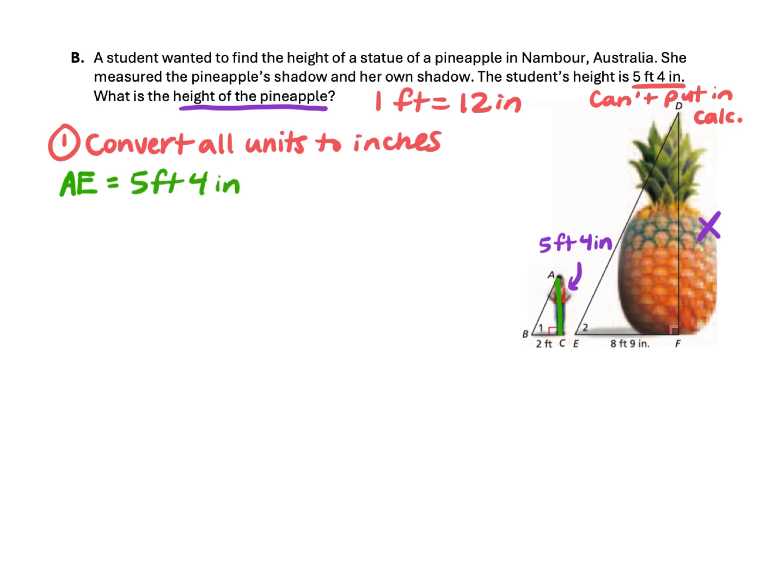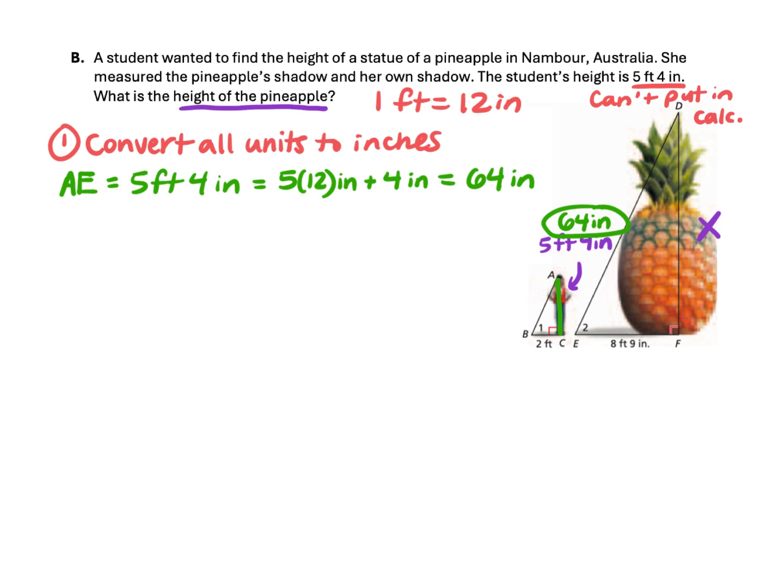And a foot is 12 inches. So if we take 5 times 12, that's inches. And then we add another 4 inches to it. 5 times 12 is 60. Add 4. We have 64 inches for the person. So that's the number that we're going to use when we make our calculation, 64 inches.